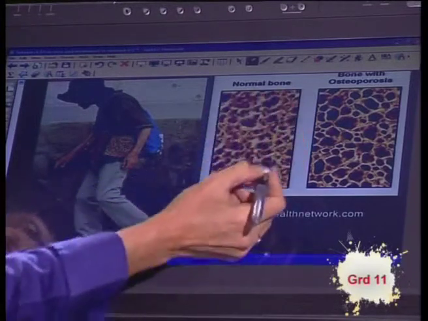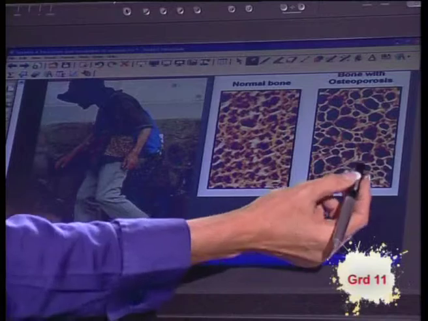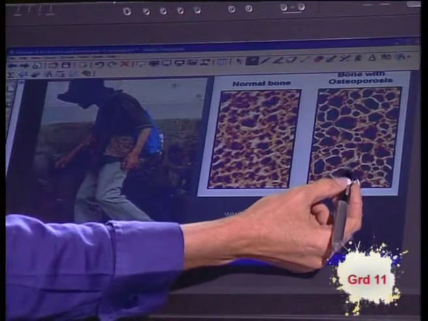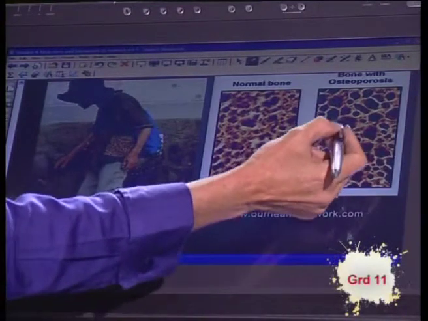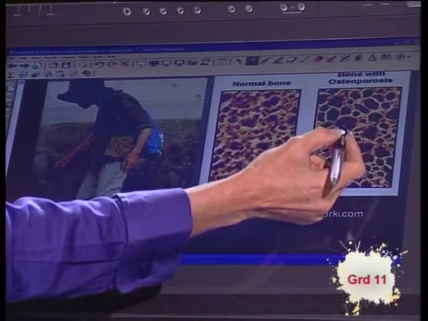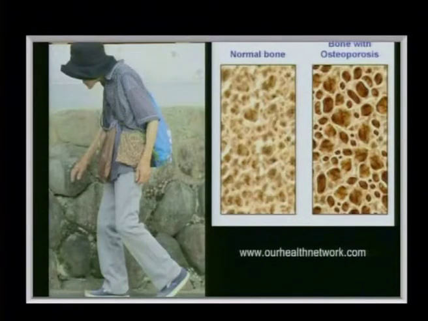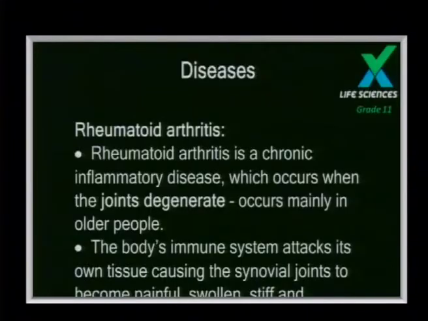Here, those are what normal bone cells look like. And over here, you're looking at the bones with osteoporosis. So there's very little living tissue here. They become very holey, and they're brittle, so they break very easily.